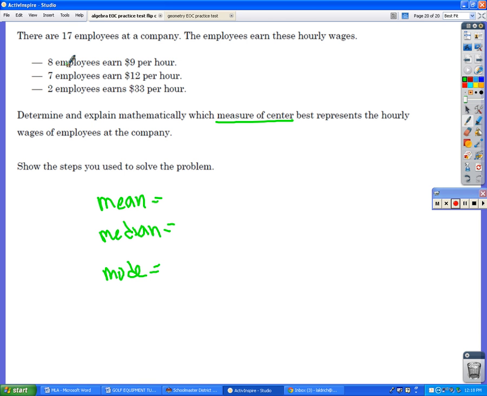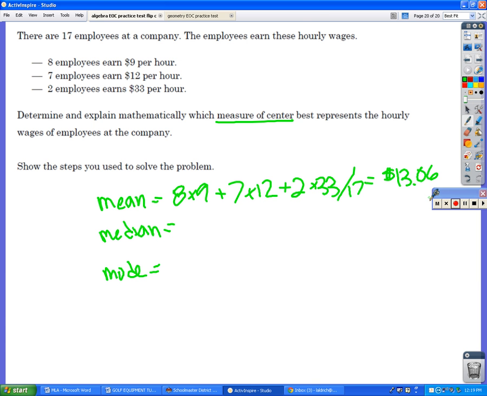Okay, so if you want to figure out the average, since there's 8 employees at $9 an hour, you would go 8 times 9 plus 7 employees at $12 an hour is 7 times 12 plus 2 employees at $33 an hour is 2 times 33. That's going to be the total hourly wage of everybody. What do you divide that by to figure out the average? How many workers are there? 17. So you divide that by 17, and you find out that the average is about $13.06 an hour.